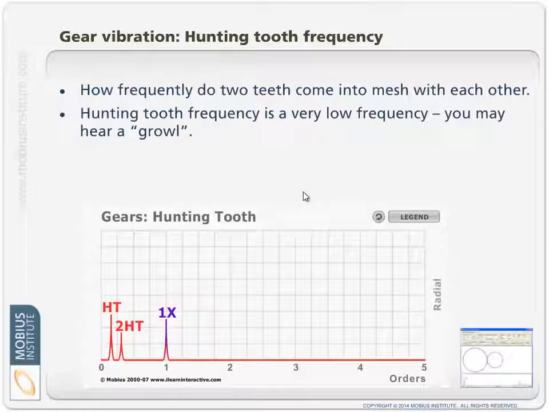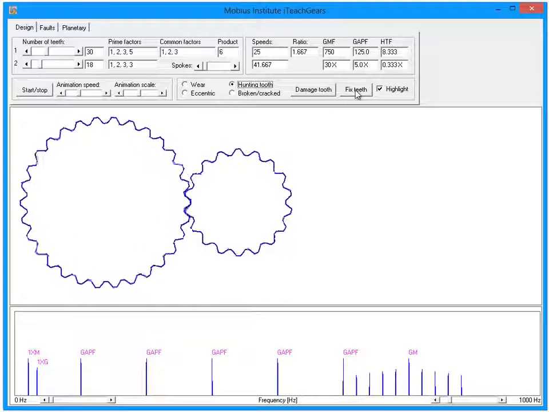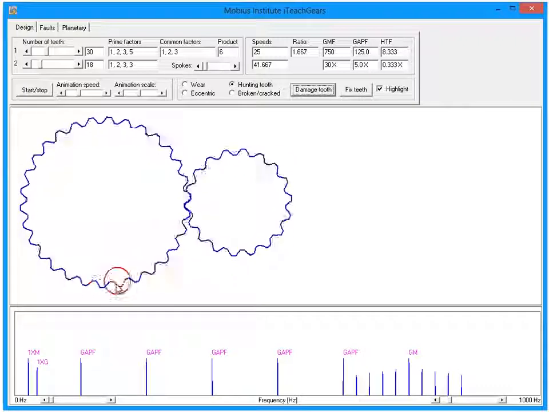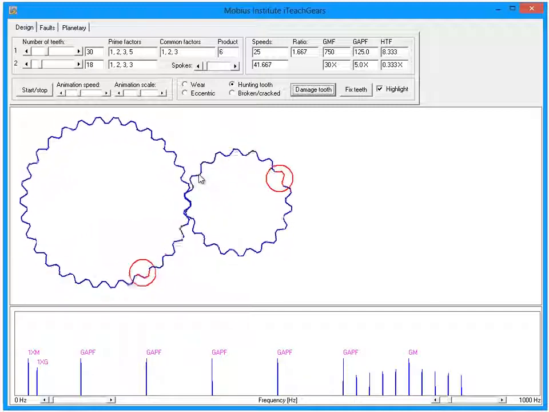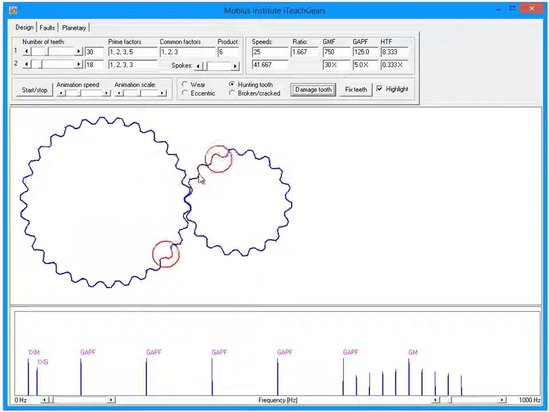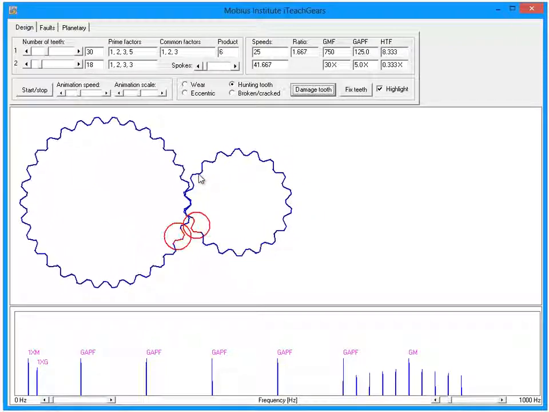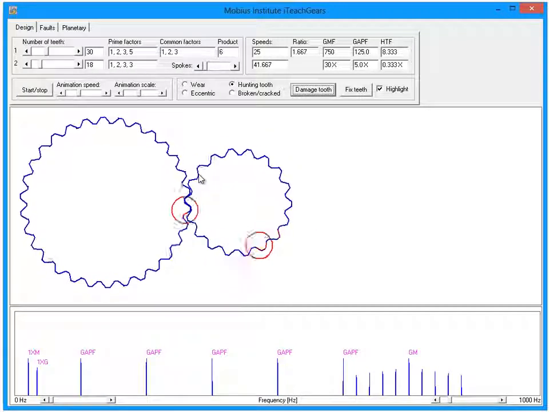Now there's one more source of vibration that sometimes comes up. It is called the hunting tooth frequency. Now it's related to this very same issue. However, what I'm going to do here is damage one tooth, and what we're going to look at is how frequently this tooth comes into contact with that tooth. So we're not talking about how the wear spreads. We're just interested in how often an individual tooth on one gear comes into contact with an individual tooth on the other gear. If we keep watching, they finally came into contact with each other. And if we wait for a while, they'll finally come back into contact with each other.